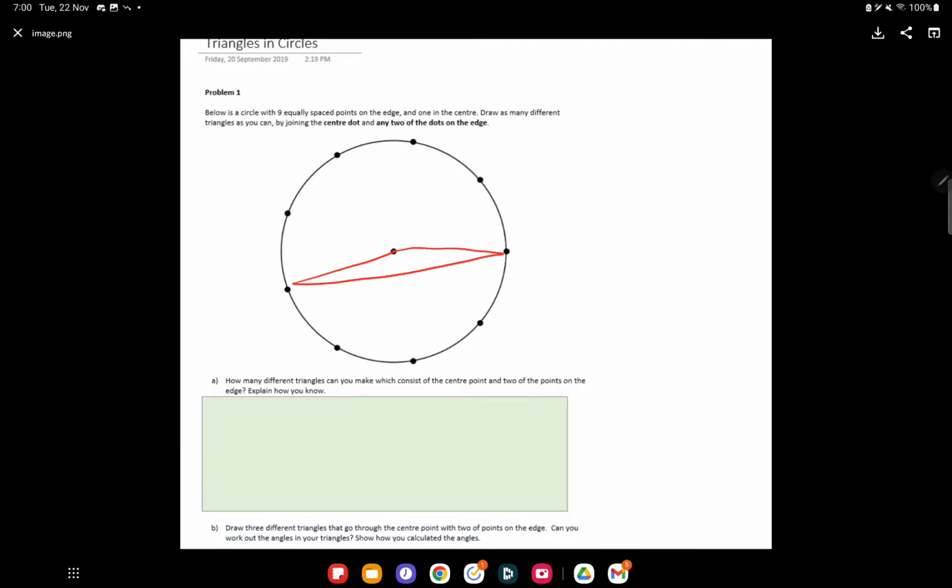So essentially it's just 4. Okay. Alright, now 3 different triangles that go to the center point with 2 points on the edge. Can you work out the angles? Show how you calculate it.